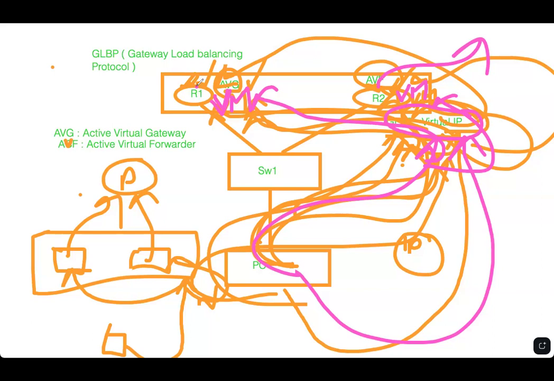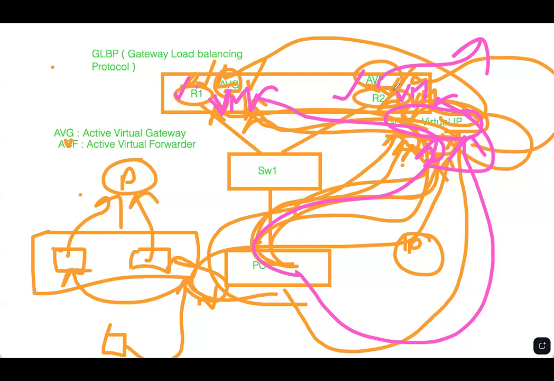Okay, sir. So AVF, if the packet is directly coming there, does AVF directly forward without any load balancing, you mean? No. AVG is the one which is electing the virtual MAC addresses of both the routers in the group. That is the role of AVG. AVF doesn't do any election of MAC addresses, it will just forward the data that comes to it.